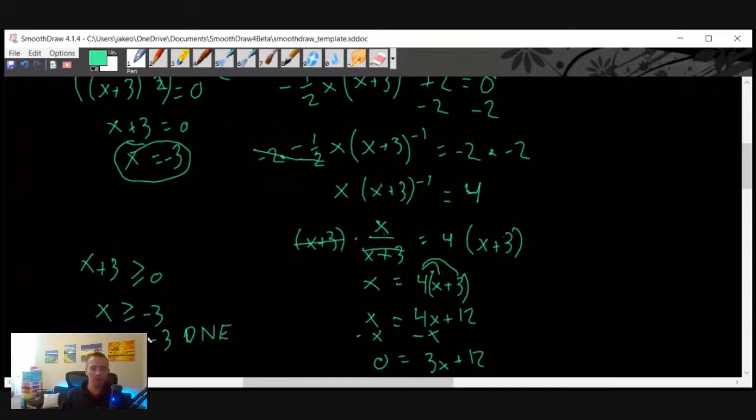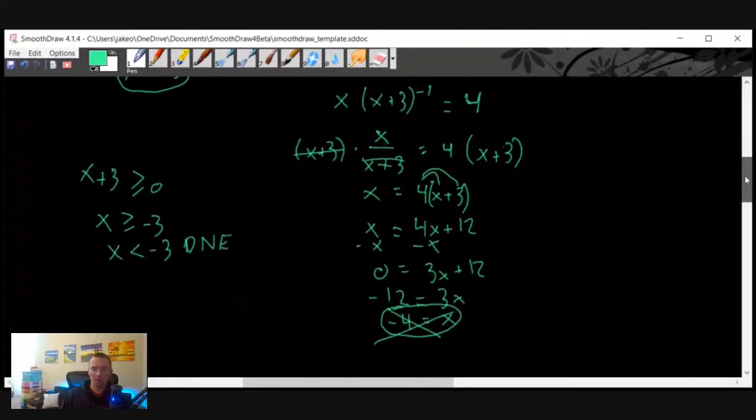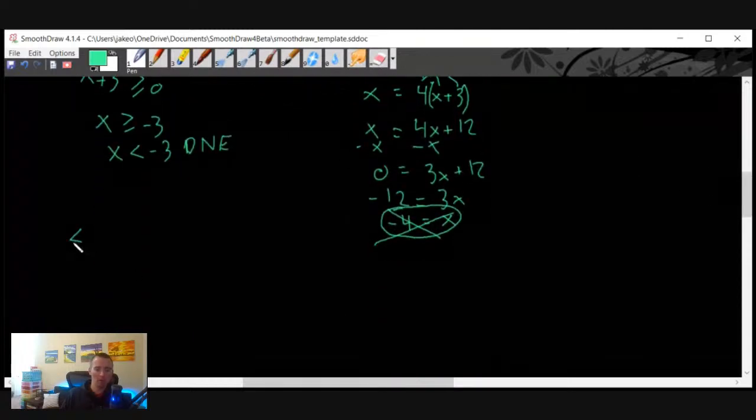In terms of this function, this isn't really a point that we want to think about putting on our number line and figuring out anything to the left and right. I mean, we can, but basically all that does is it tells us that everything to the left of x equals negative 3 doesn't even exist.